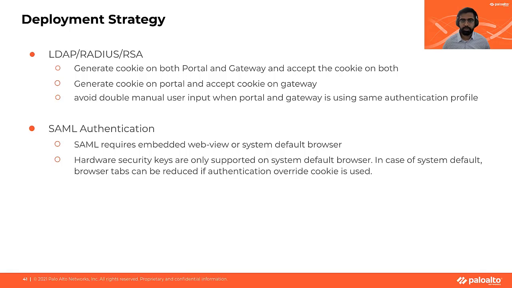In the case of the system default, browser tabs open up for SAML authentication, and this could be considered slightly annoying for some end users. So the use of the authentication override cookies could reduce the browser tabs, or get rid of them for the entirety of the cookie lifespan, and it promotes a more seamless user experience. Just to recap, the authentication override cookies can be used for username password-based authentication, specifically for LDAP, RADIUS, and RSA.